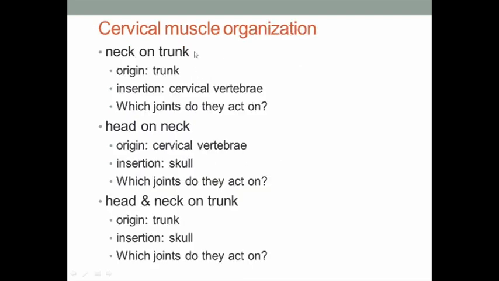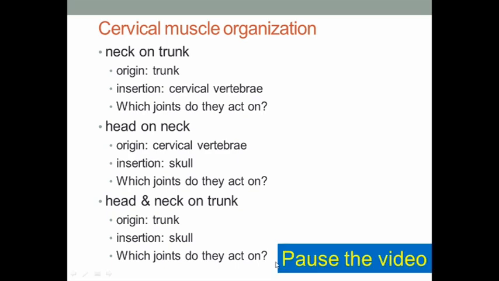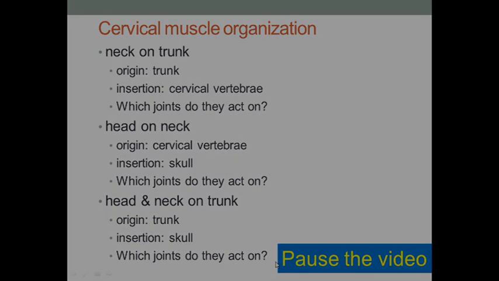So if we looked at each of these different groups, we're saying the neck on trunk muscles originate from the trunk, could be various bony landmarks, and insert onto the cervical vertebrae. And I'm going to ask you to tell me which joints those muscles would act on. The second group, head on neck, originate from cervical vertebrae and attach onto the skull. Which joints do they act on? And thirdly, the muscles that run all the way from the trunk to the skull, which joints do they act on? You can pause the video now while you complete that task.